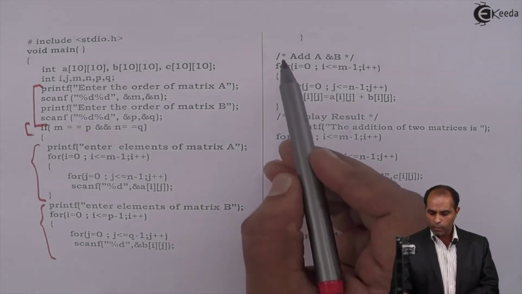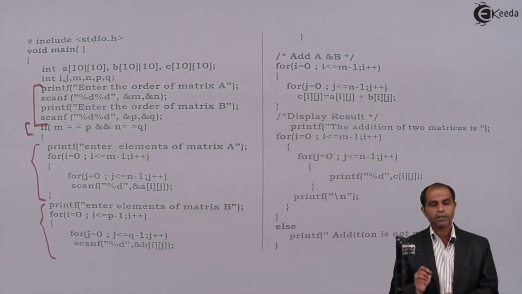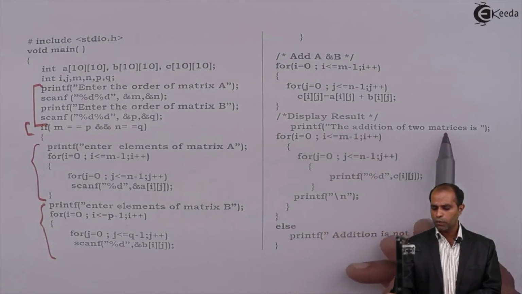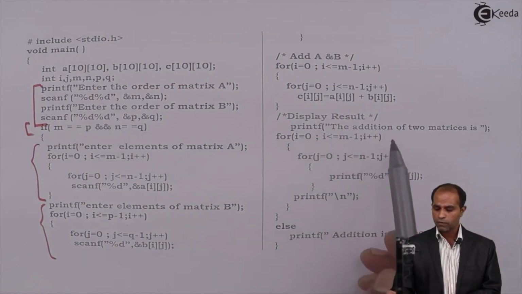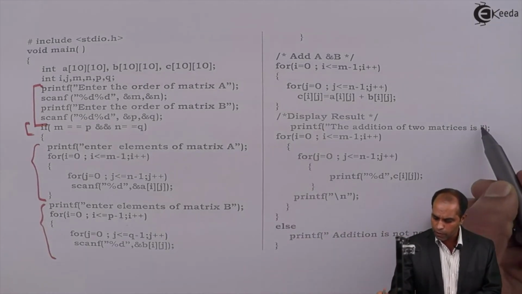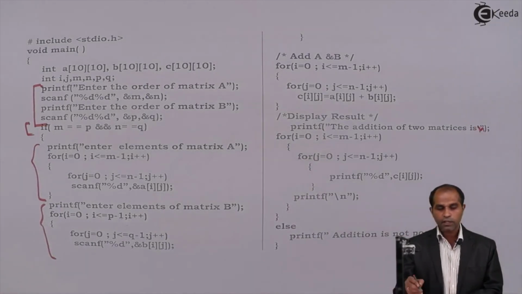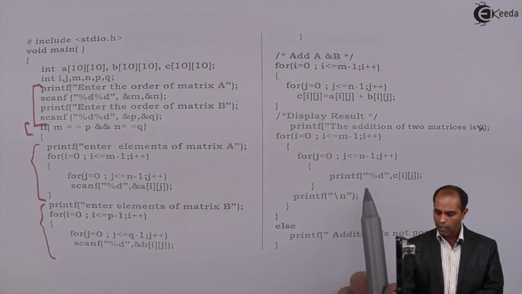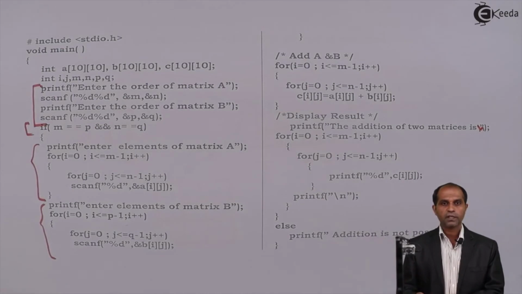Right? Once you complete this addition operation, then display the resultant matrix. You can just flash one message: the addition of two matrices is. Then on the next line, you can start doing this. If you wish, you can put a slash n at this place so that the cursor rolls on the next line and then the output appears in a matrix format. Here, I have used printf %d C of ij.